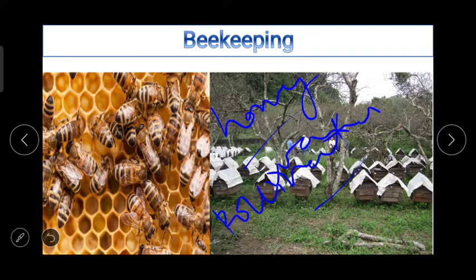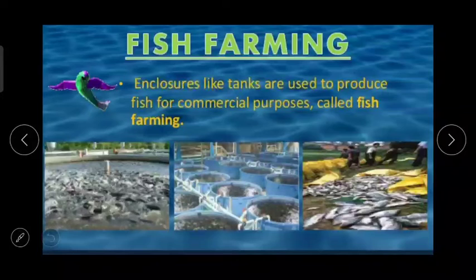It's dairy farming, sheep and goat rearing, poultry, beekeeping, and the next one, fish farming or pisciculture. Farm ponds are dug out for this purpose. Fish seeds are released in the ponds, and for this, seeds of fresh water species are used. In order to achieve the best growth of fish, scientific methods are employed.